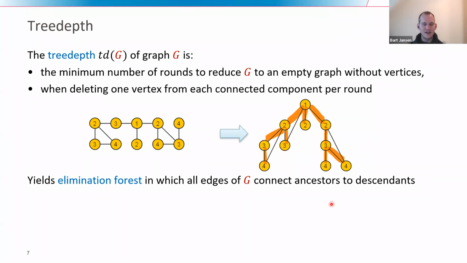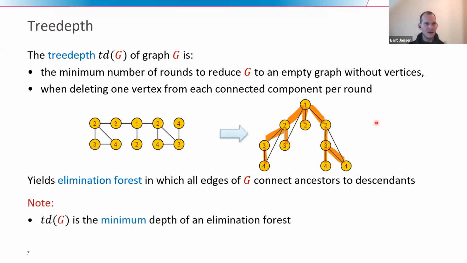And now you see that the actual edges of the graph, which are drawn in black, they only connect vertices to ancestors in the tree, because they correspond to vertices in the same connected component which were eliminated at an earlier point in the process. If we have vertices that ended up in different components, then they will belong to different branches of the tree. And since there are different components, there's no edges between them.